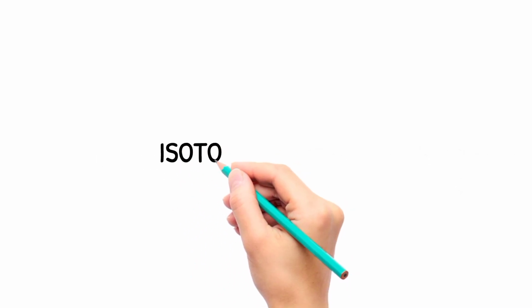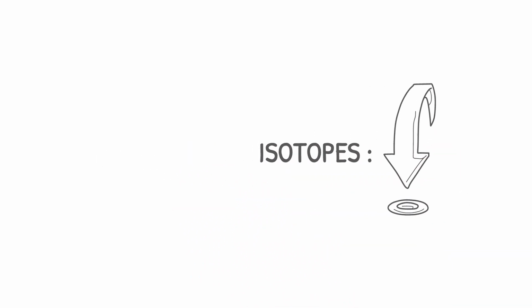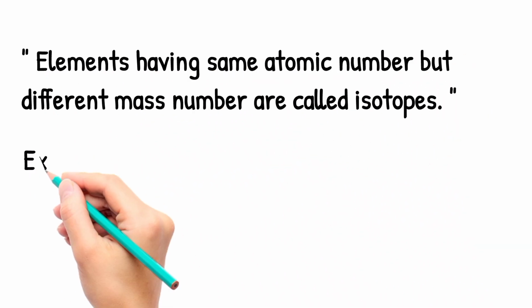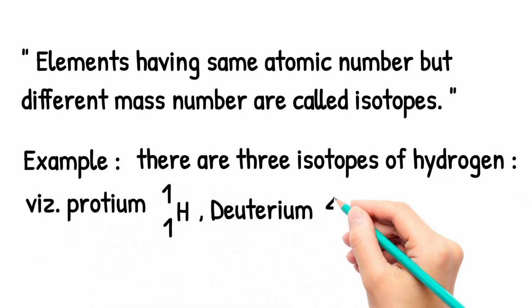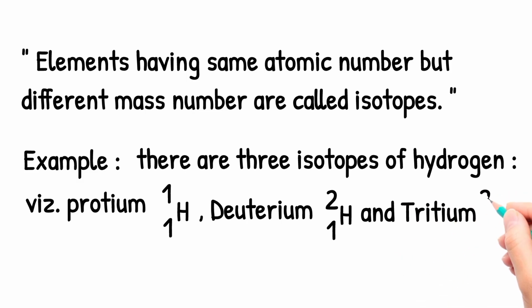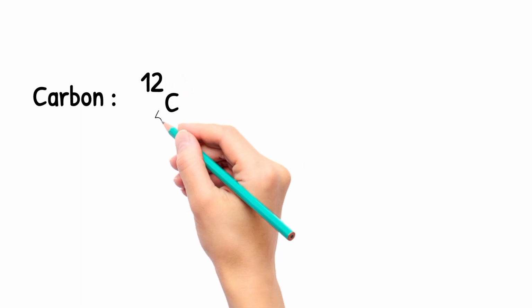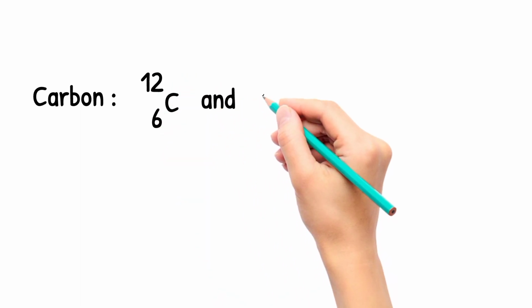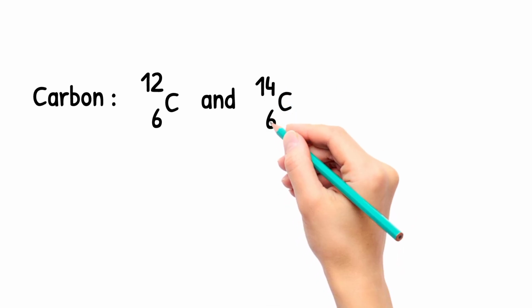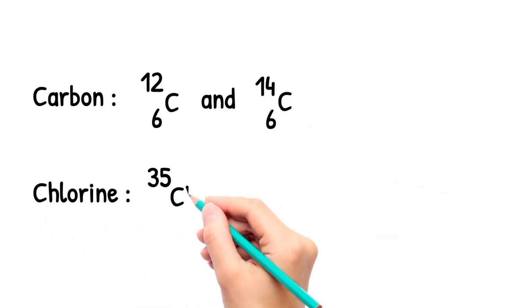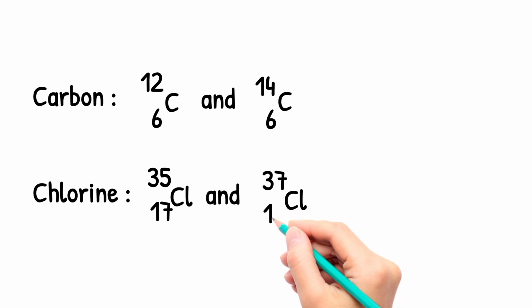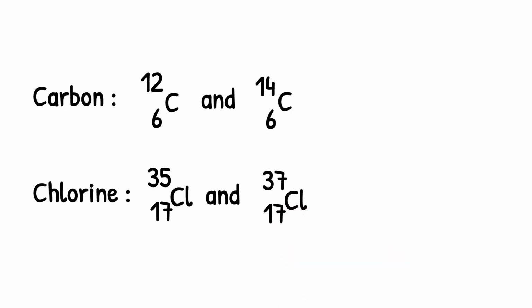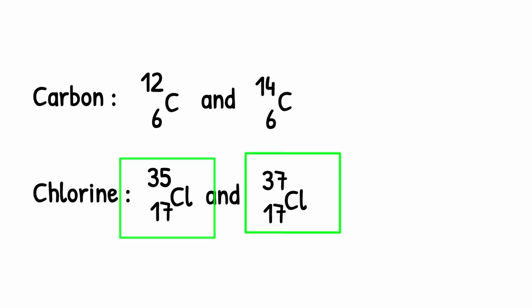Next topic is isotopes. What are isotopes? Isotopes are the elements that have the same atomic number but different mass number. For example, there are three isotopes of hydrogen, namely protium, deuterium, and tritium. Citing a few more examples, we can take carbon and chlorine. Carbon-12 and carbon-14 (C 6 12 and C 6 14), which means that the atomic numbers are the same but the mass numbers are different, that is 12 and 14. Likewise, in chlorine, Cl 17 35 and Cl 17 37, it can be represented this way.